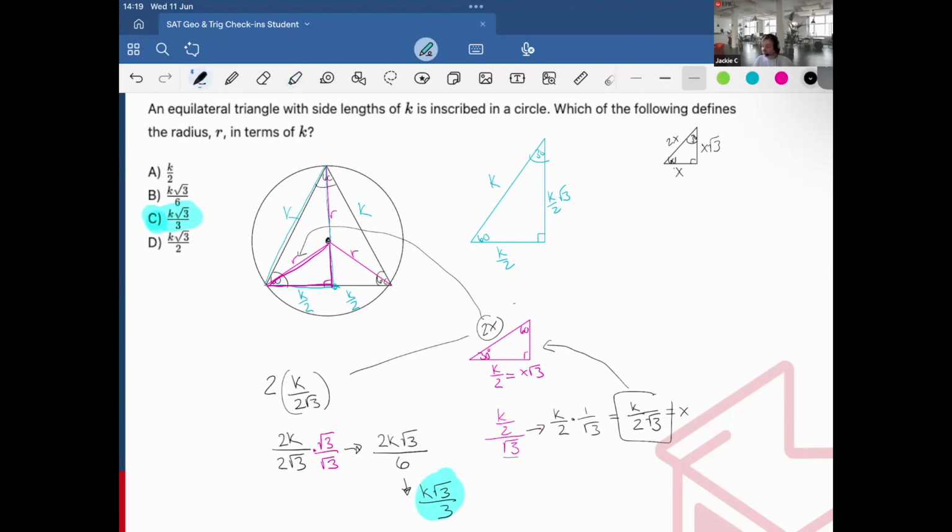That one's definitely a doozy, but the main takeaway for this problem is that whenever you cut an equilateral triangle in half, it creates two 30, 60, 90 triangles. If you have an equilateral triangle that's inscribed in a circle, the radius is always going to be when you extend from the center to each of the vertices. And then creating that, you see that we have another 30, 60, 90 triangle.